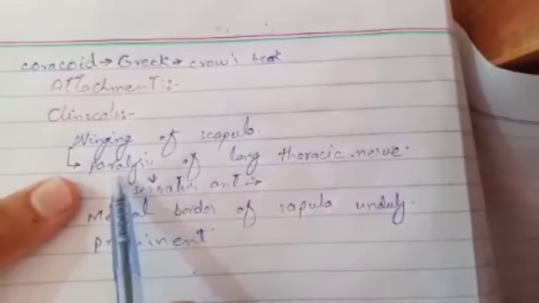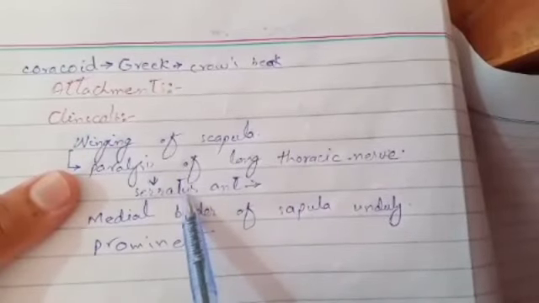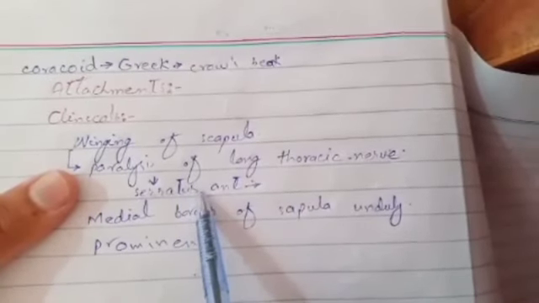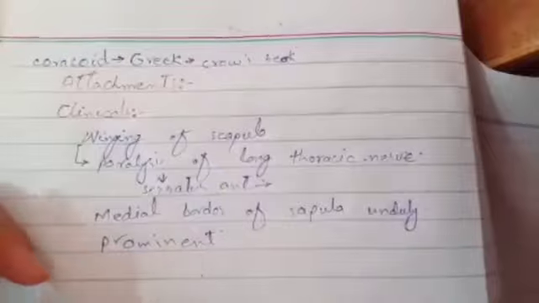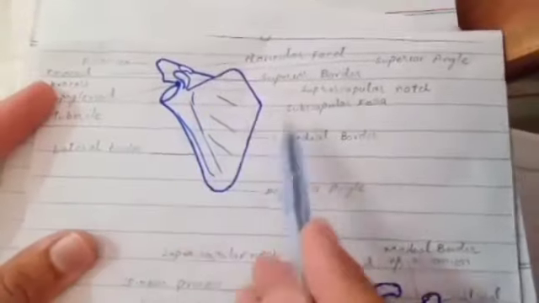Its clinical is winging of scapula. It is caused by damage to the long thoracic nerve, which leads to paralysis of the serratus anterior. The serratus anterior paralysis leads to undue prominence of the medial border of scapula. So this is its clinical, that is winging of scapula. And now we take a quick review of its bony features and attachments, right? This is the lateral side, this is the medial side, this is superior, this is inferior.